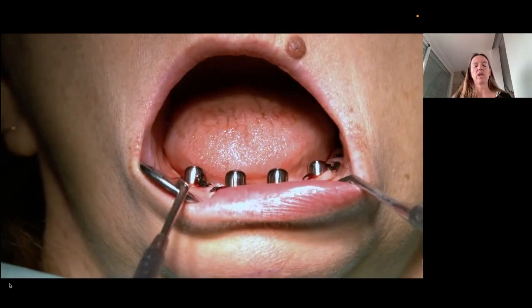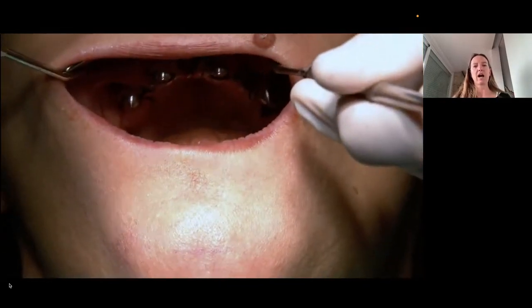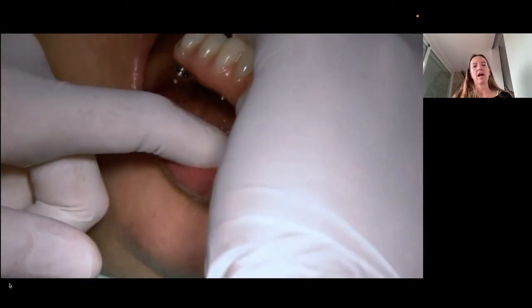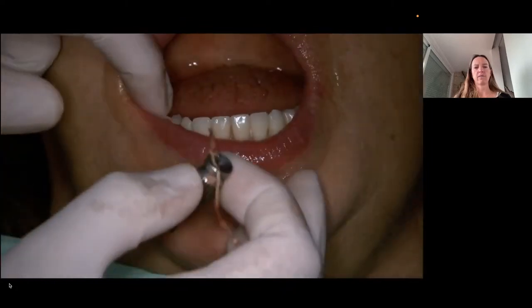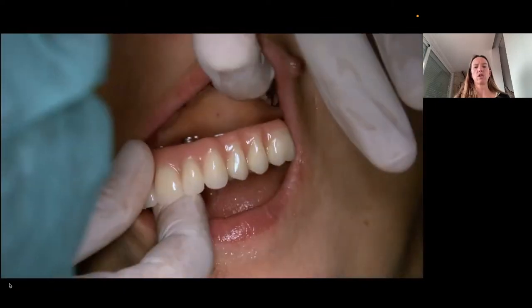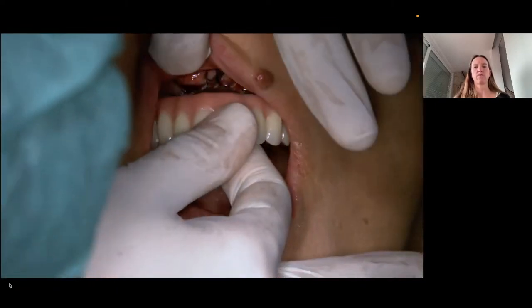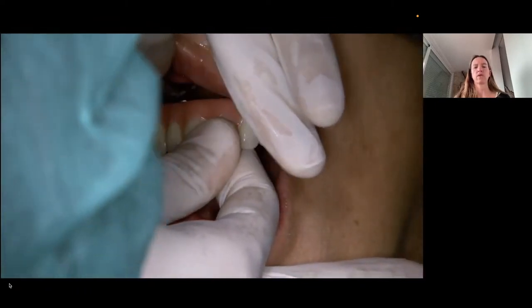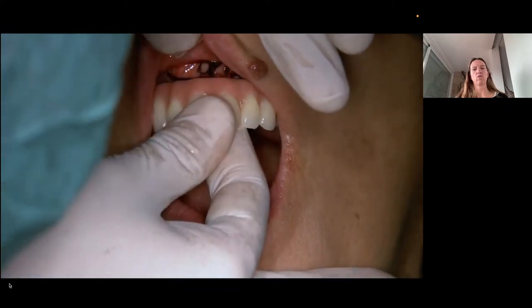So then we take out the healing caps, and now we are going to connect our bridges. So we connect the bridge and we tighten it with 15 Newton centimeter screws. 15 Newton torque.